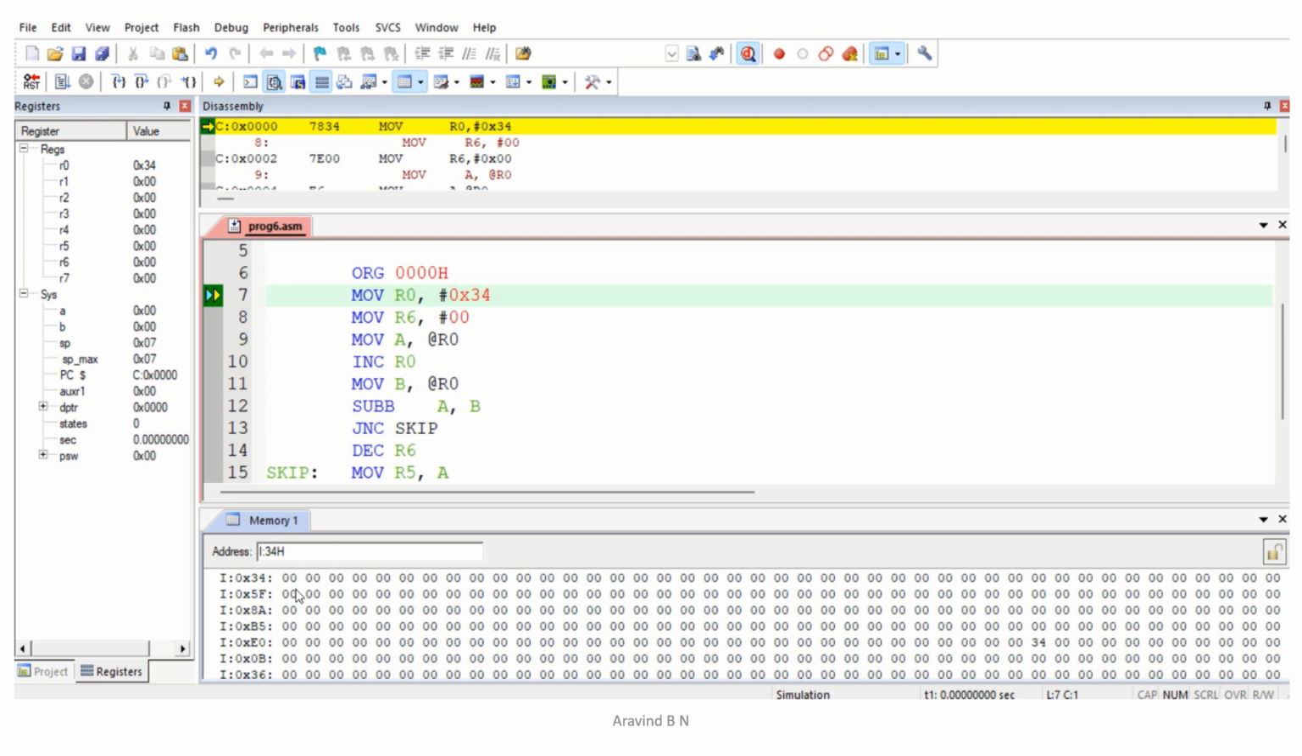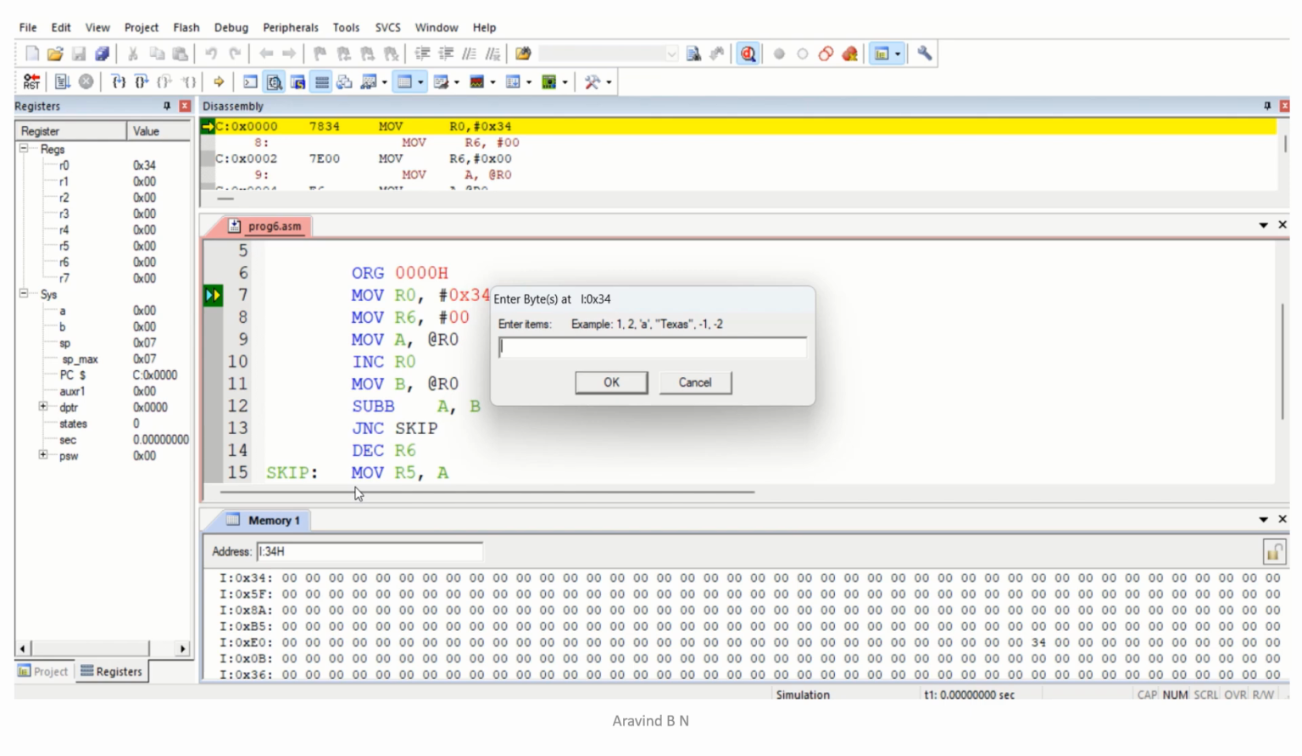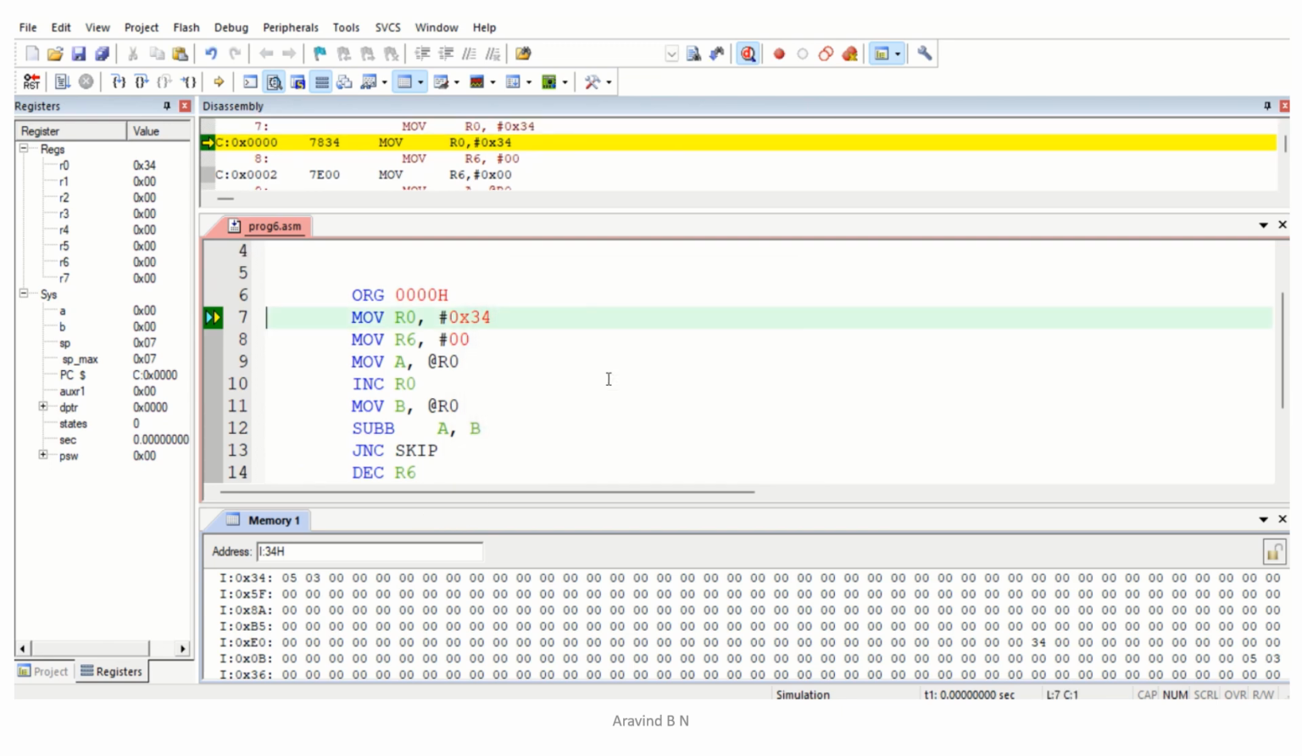So first let us load the memory locations 34 and 35 with values. So 05H in the first location and then 03H in the other location, so that we can get the result as a positive value. Now let us get into the execution part.